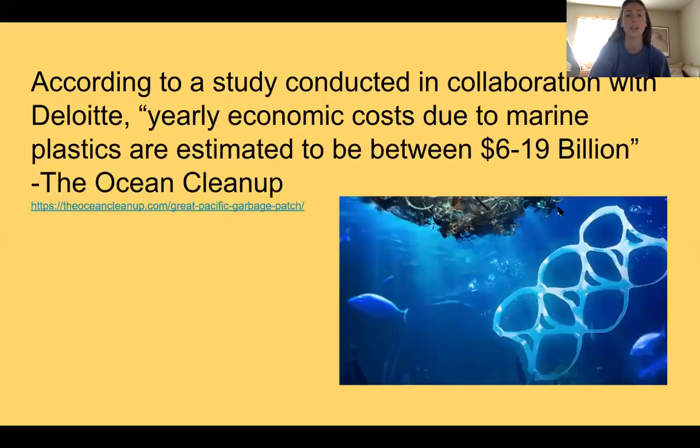According to a study conducted in collaboration with Deloitte, yearly economic costs due to marine plastics are estimated to be between 6 and 19 billion. So we are spending so much money just trying to clean up this trash, when we really can just try and eliminate these single-use plastics and not have to have damage to the economy due to all this.